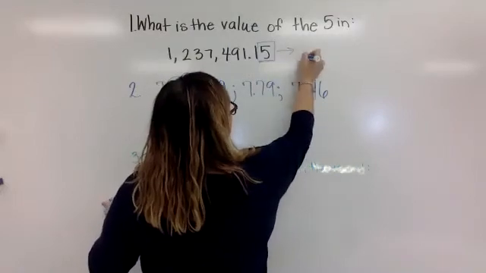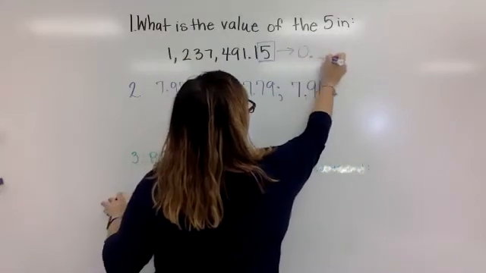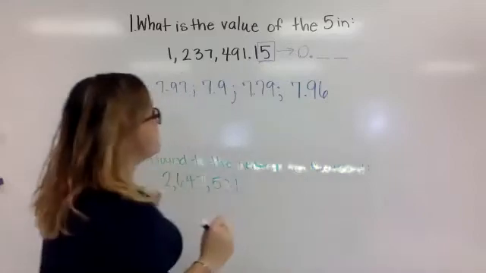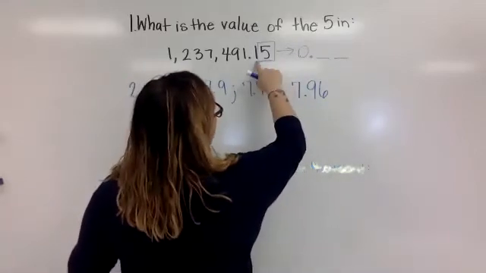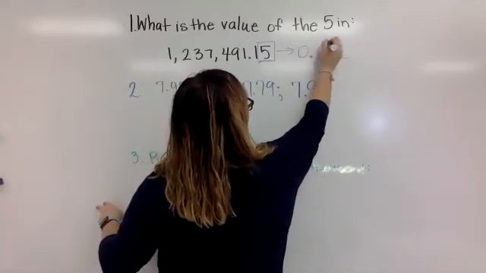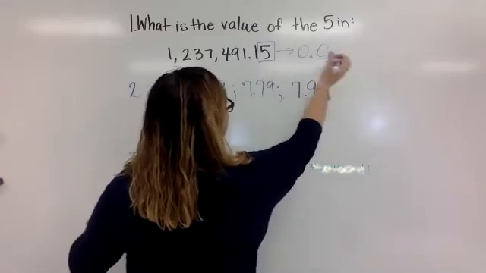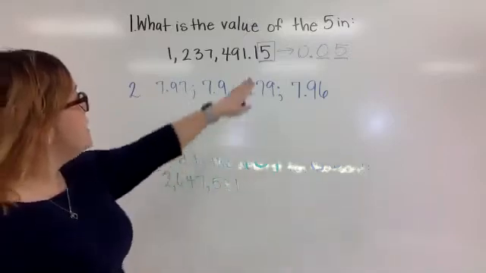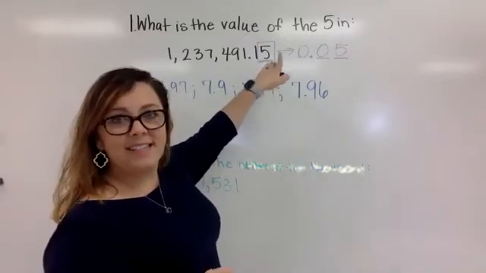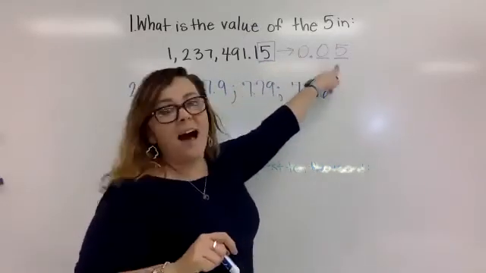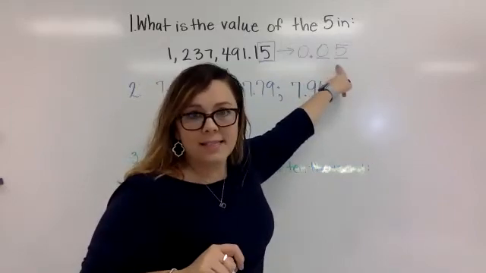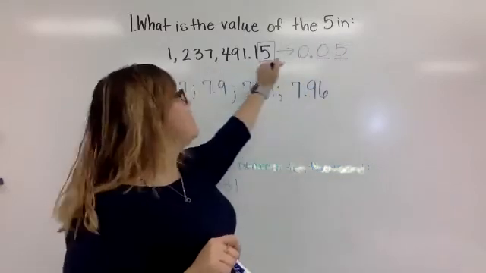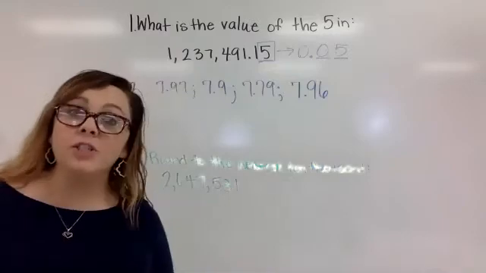So we need a 0, a decimal, and 2 spaces here. So we're going to put a 0 there because it's in the hundredths place, and it is a 5. So it means that the value of this digit is 5 hundredths. Okay, because there's a 5 in the hundredths place.